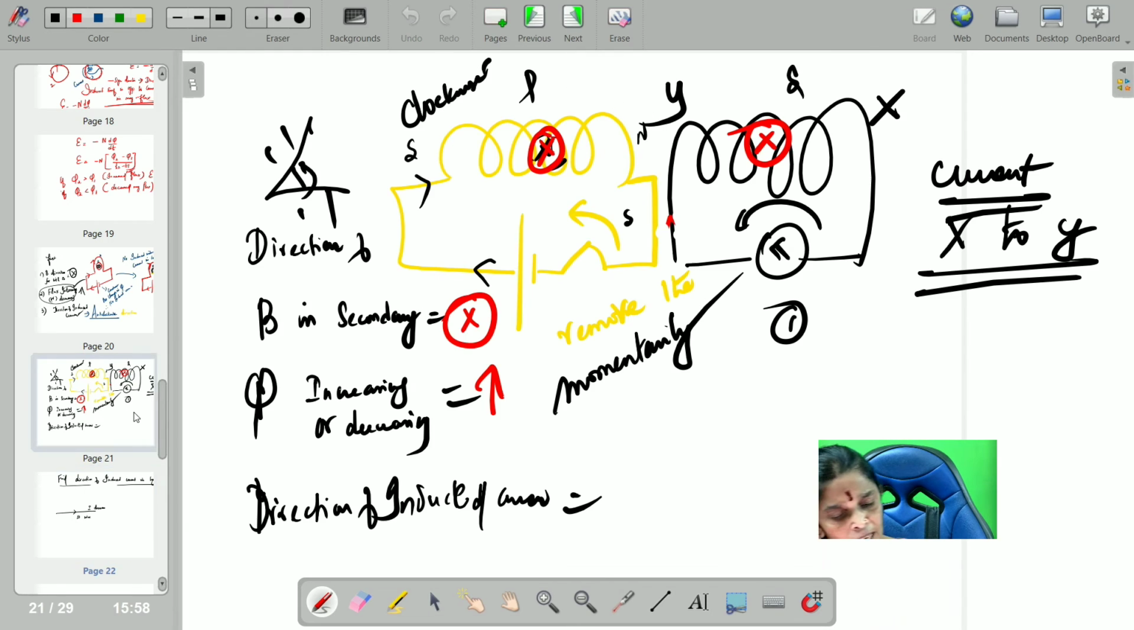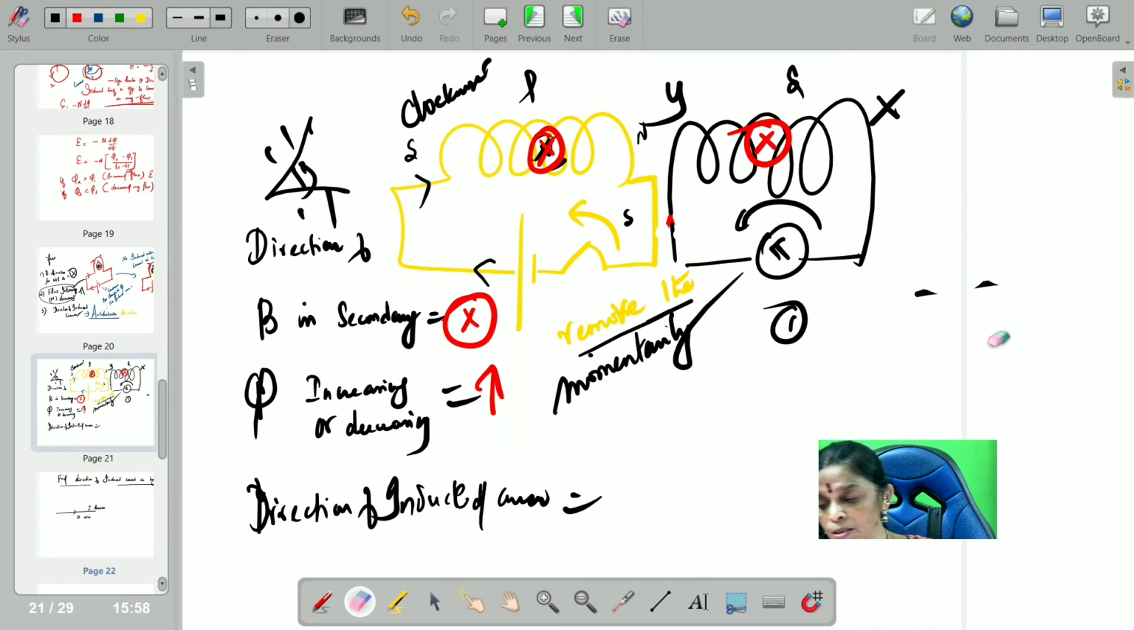Previously, what did I take? I removed the key, right? When you remove the key, what happens to the flux? It is decreasing. When you withdraw the key, the current decreases, so the flux decreases. When the flux is decreasing, whatever direction you get, put it the same way; do not change. So the magnetic field is into the loop here.